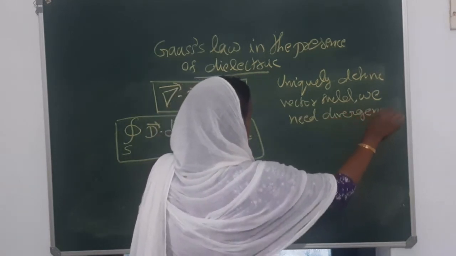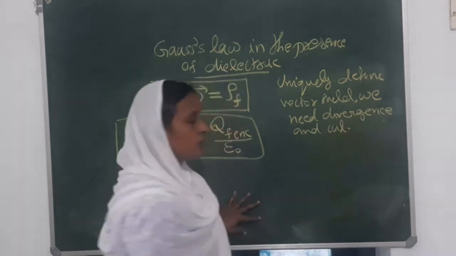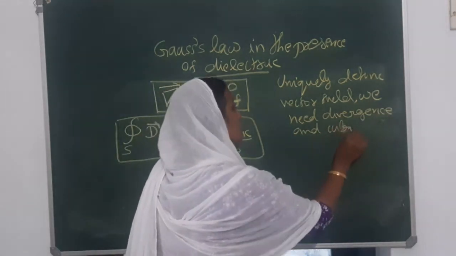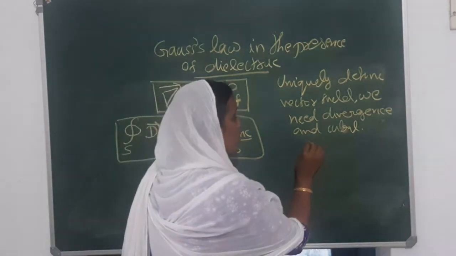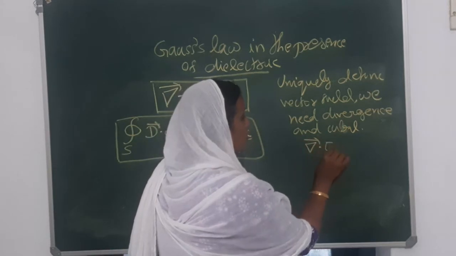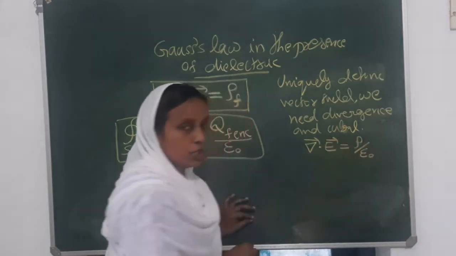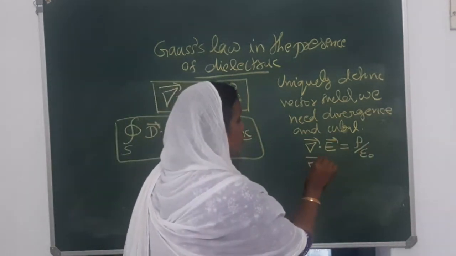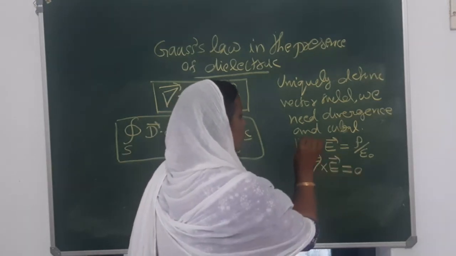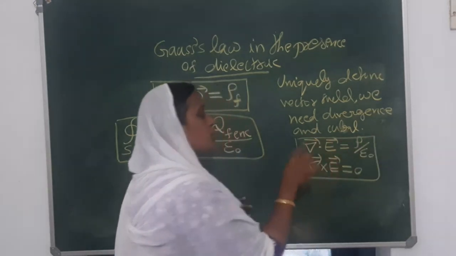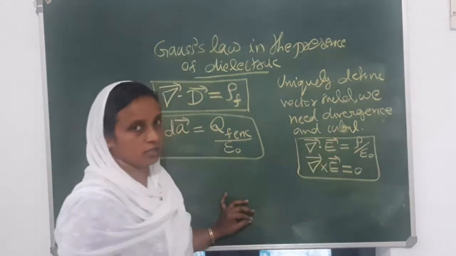Divergence and curl. In the case of the electrostatic field, we know these two, because del dot E equal to rho by epsilon 0 and del cross E equal to 0. So using these two equations we can uniquely define the electric field.